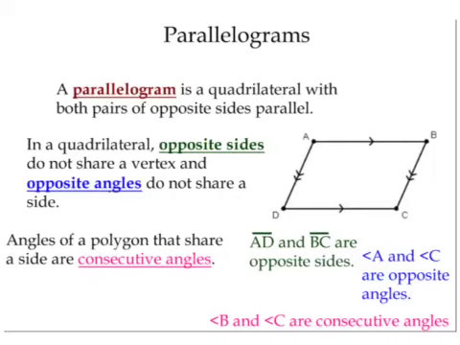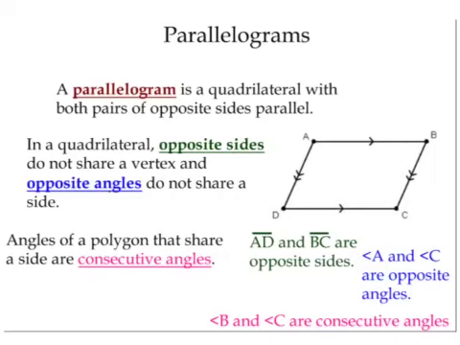A parallelogram is a quadrilateral. Quadrilateral just means that something has four sides. Quad means four. Where both pairs of opposite sides are parallel. So if you look at the diagram, segment AB is parallel to segment DC, which means they never touch. And segment AD is parallel to segment BC. The little arrows on the lines mean parallel, means they never touch.